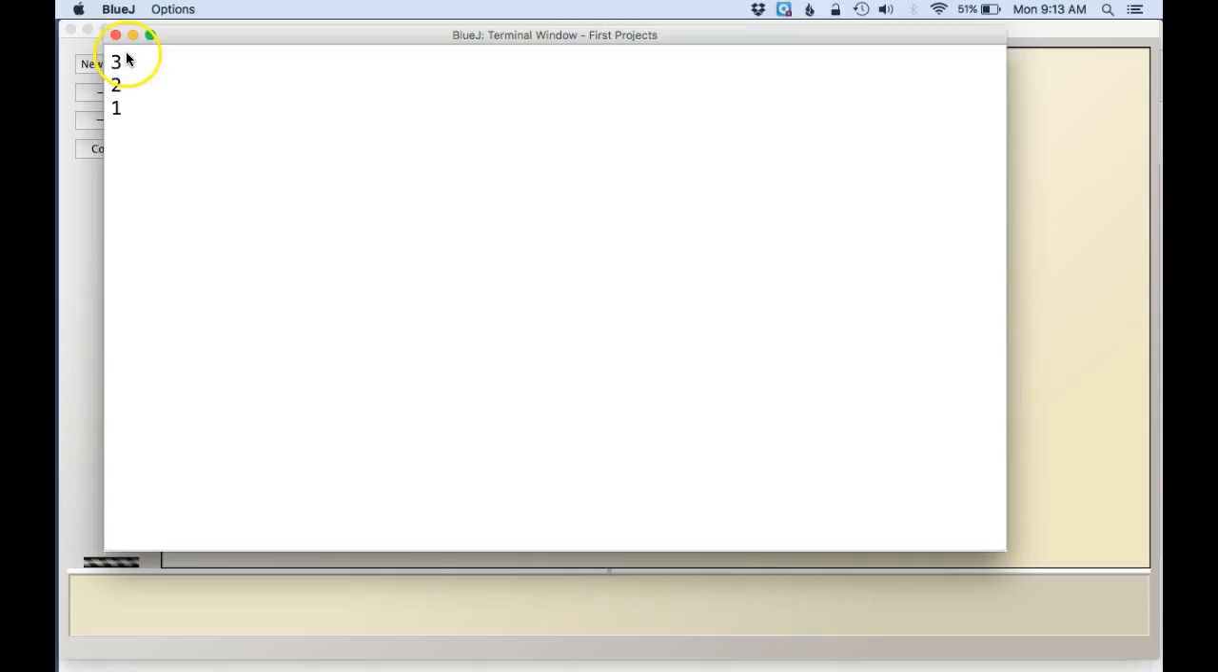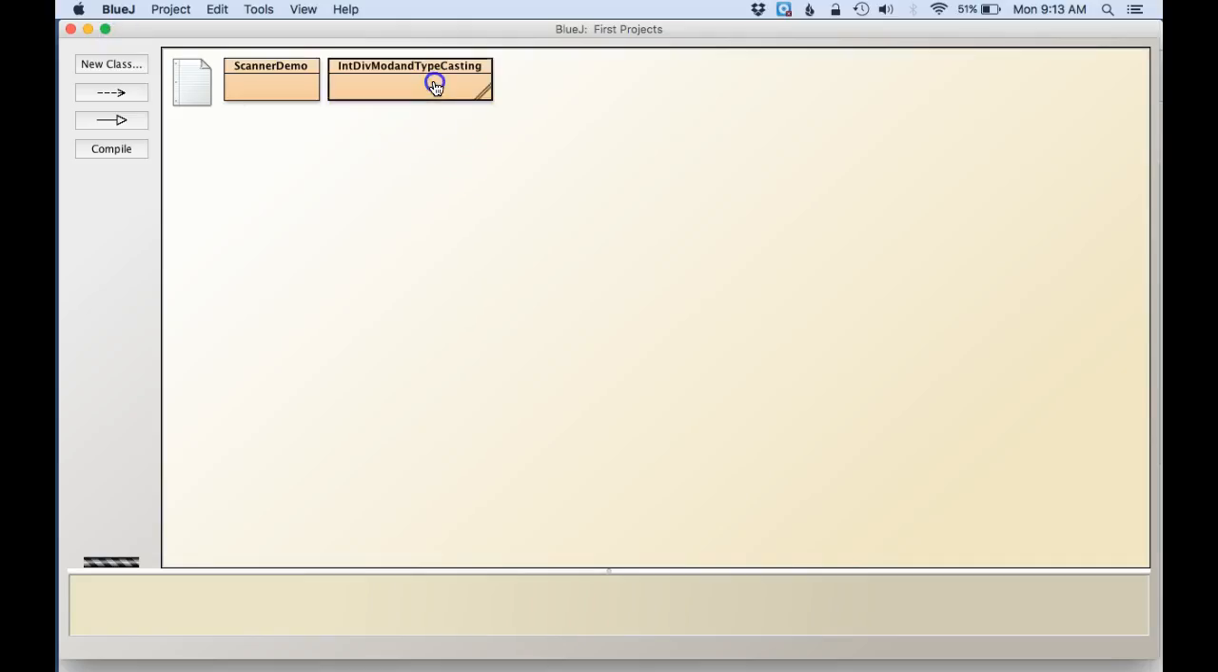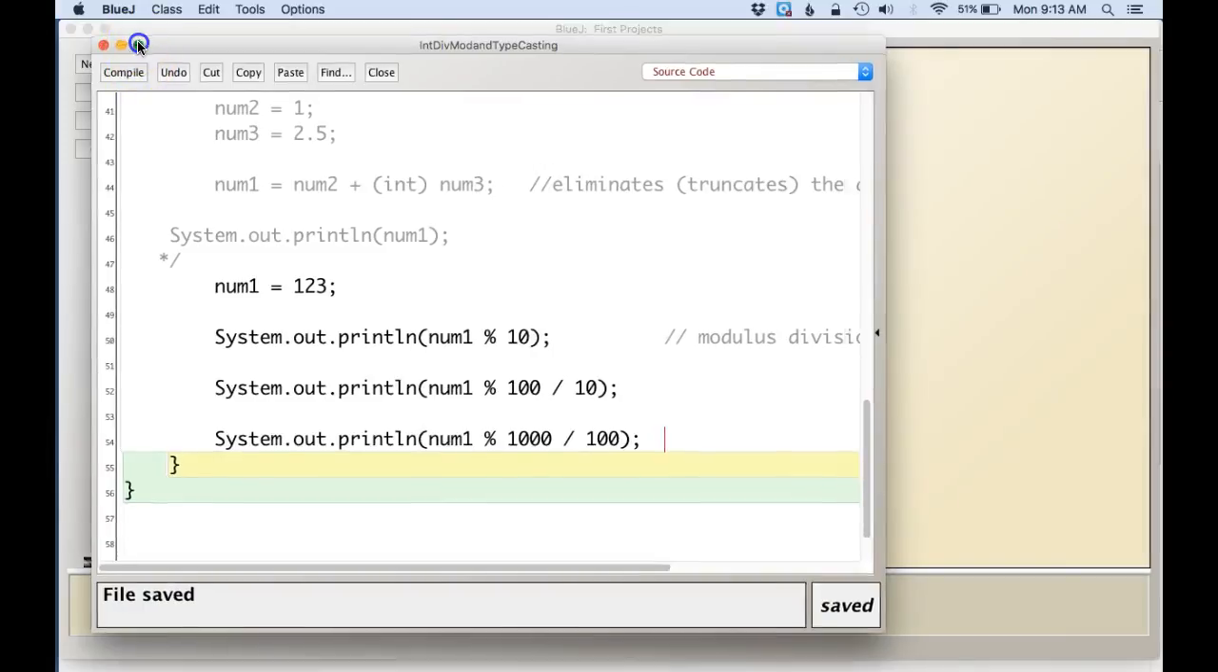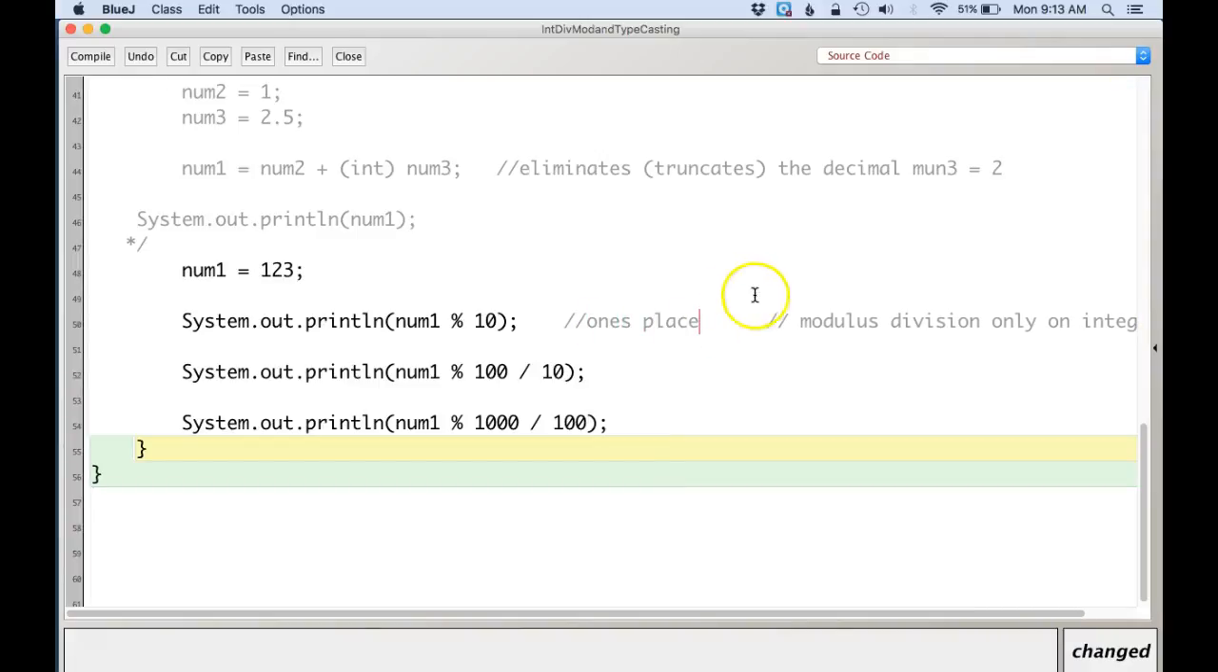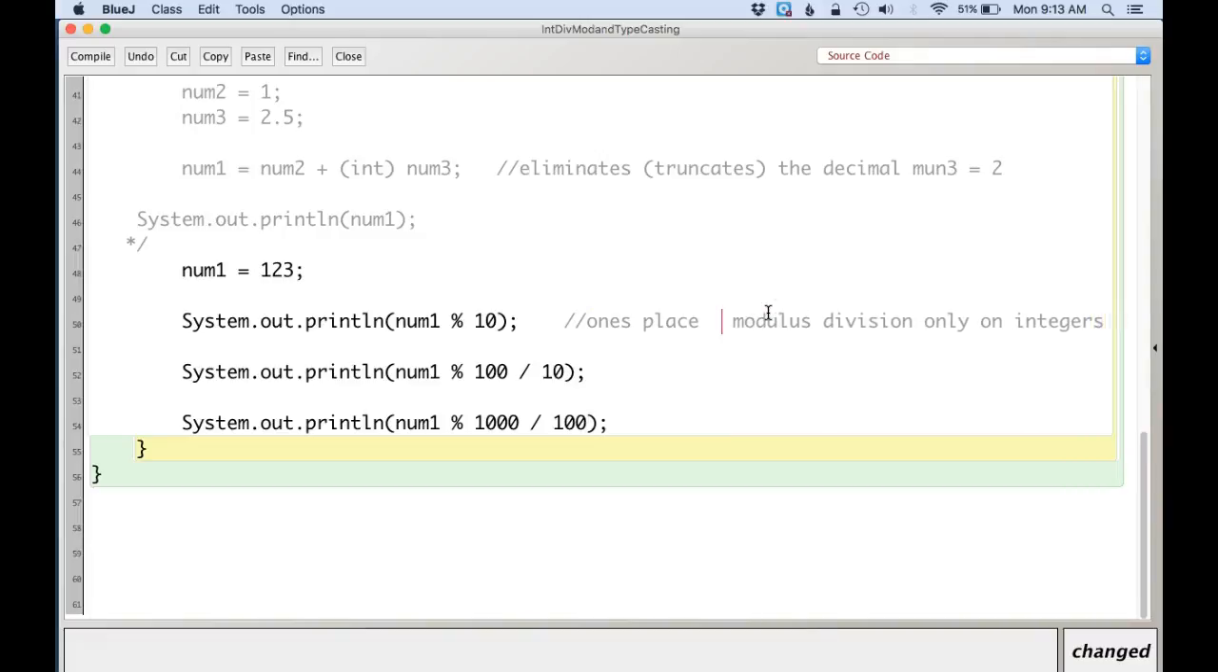And 3, 2, 1. So the very first one, when you modulus something by 10, it always gives you the final digit, or we like to say the ones place. Okay, so it's the remainder. If you're dividing something by 10, you're always going to get the ones place there. Okay, this one, you're modding it by 100. So that means if you have 1, 2, 3, the remainder is just 23. And then you divide that by 10. They're both integers, so you're just going to wind up getting the 2.